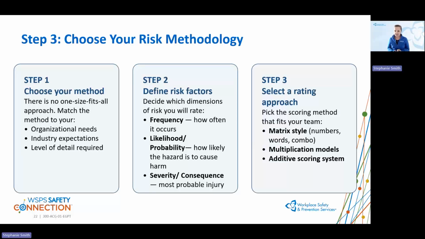When we go in and do hazard assessments as workplace safety and prevention services, we have frequency and likelihood that makes probability. And then probability and severity give the risk rating. But likelihood, probability, that's looking at how likely that hazard is to cause harm. And you want to always be considering, when you're looking at likelihood and probability, your current controls in place and the effectiveness of those controls in place. And then severity is the most probable injury to occur.